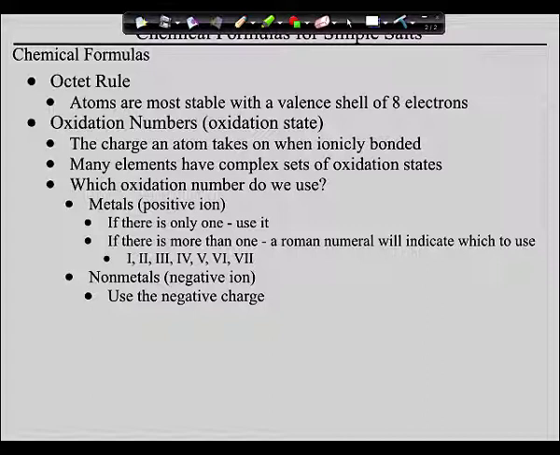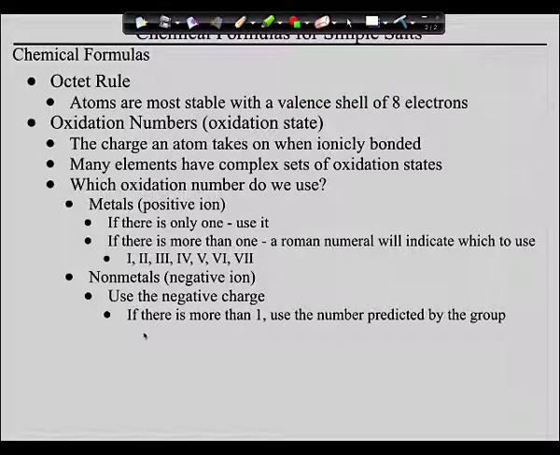So the bottom line is this. If there is more than one negative charge listed, use the number predicted by the group. Nitrogen and all of its group mates have 5 electrons, so we're going to go with minus 3. Oxygen has 6 electrons, so we're going to go with minus 2. Use the negative charge that is predicted by the group. You good?